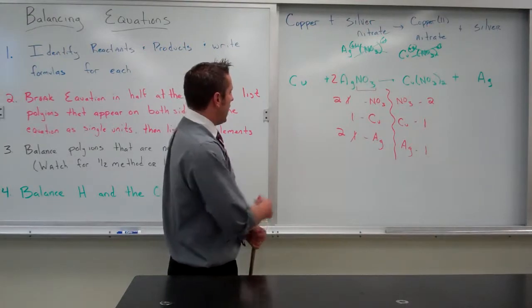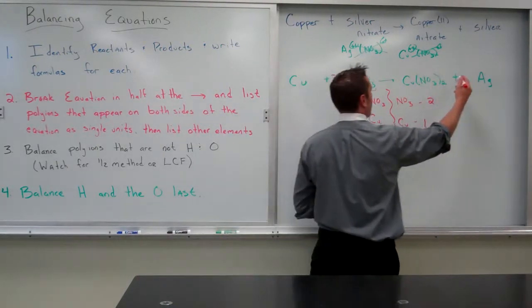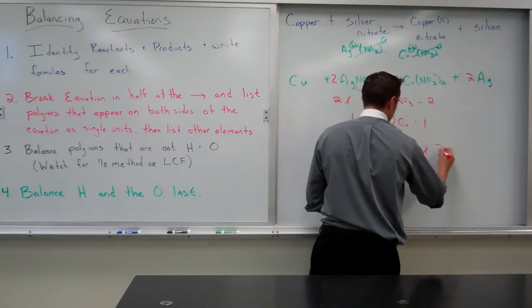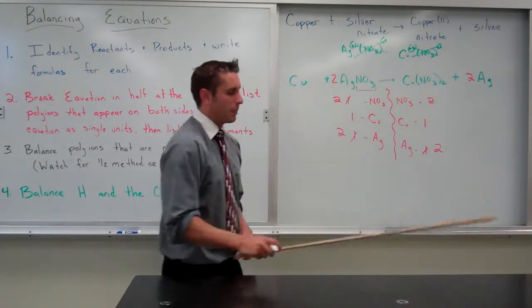With Ag now at 2 on the left, we have to get 2 on the right, which means we'll put a 2 over there, making Ag a 2.